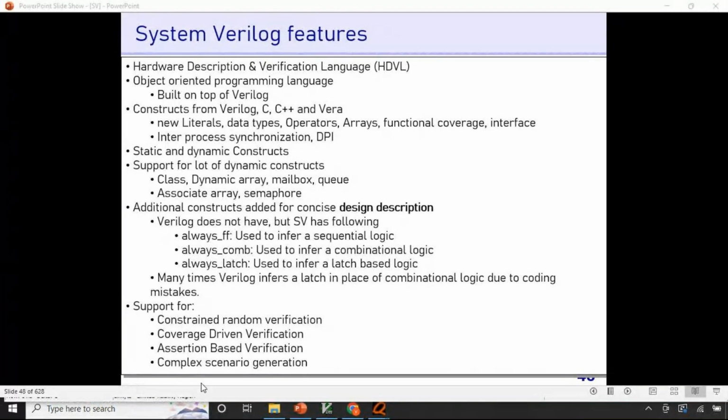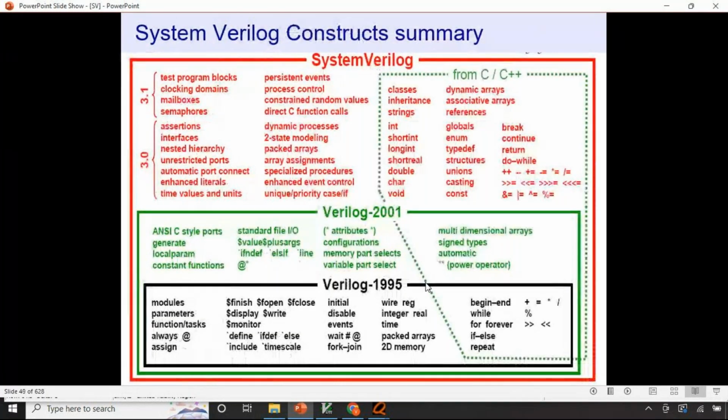It supports a lot of things: constraint random verification, coverage driven verification, assertion based verification, complex scenario generation. We'll discuss all those things as we go forward. Yeah, that's all.